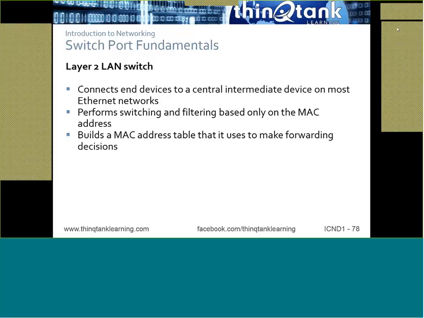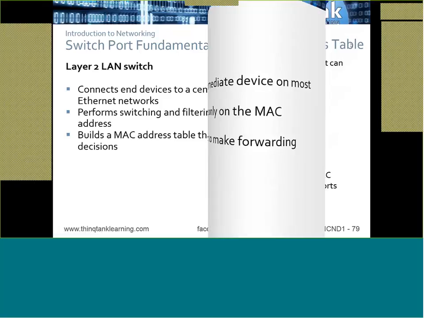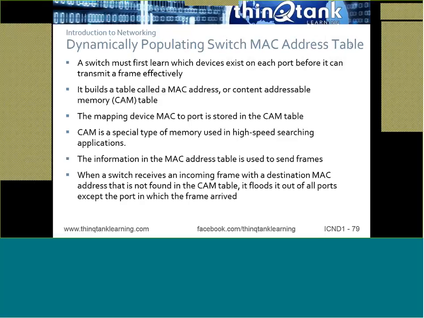It doesn't know anything. So out of the box, a switch acts like a hub. But as data flows through that switch, as frames go back and forth, the switch starts to learn things. It learns who's attached to what port, who's connected where, and it starts to build a database called a MAC address table. That database is what's used by the switch to make its forwarding decisions. Okay? So as I said, a switch has to first learn what devices exist on what ports before it can transmit effectively.